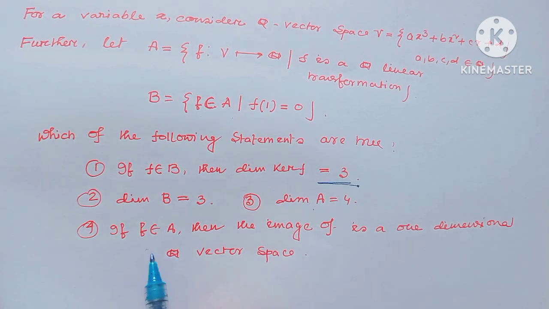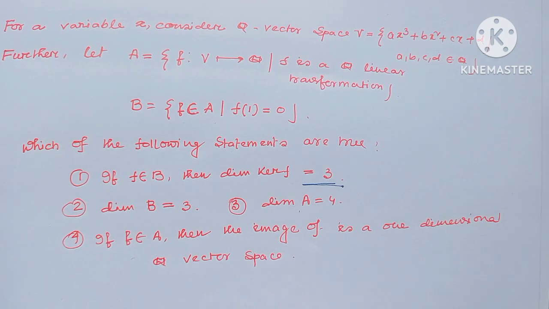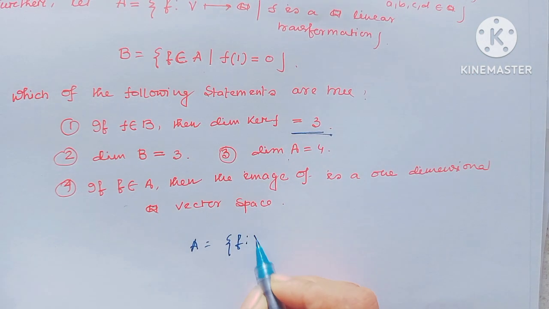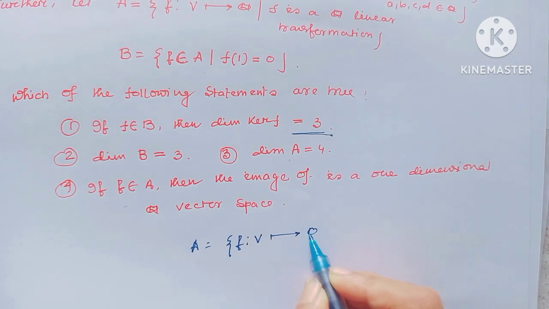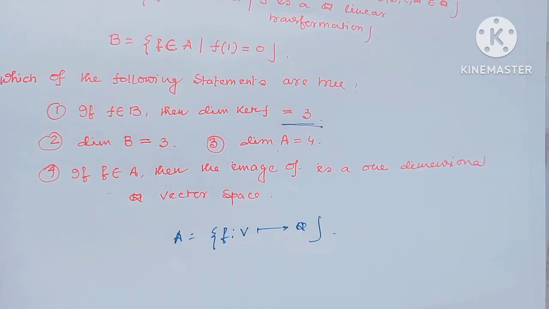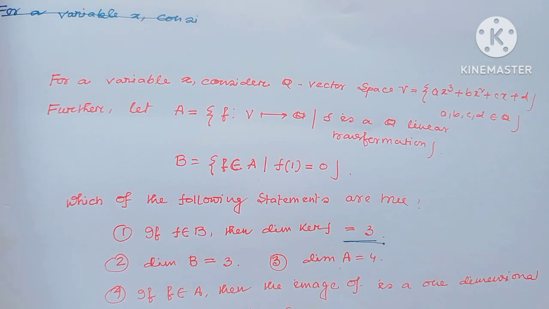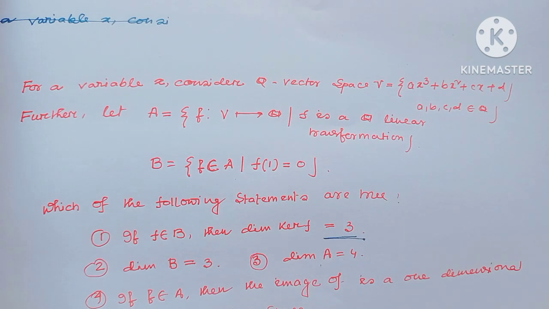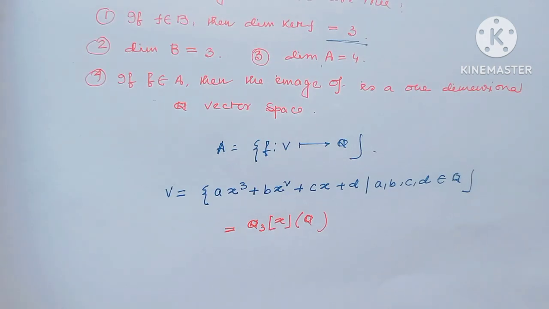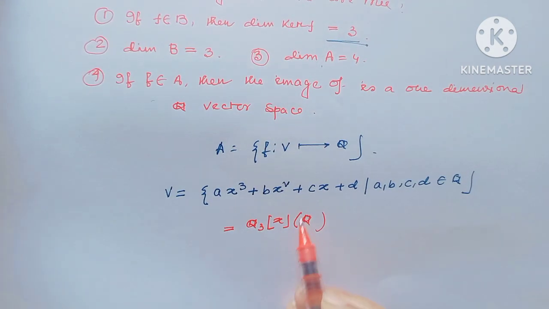At first I will say option 4. If f belongs to A, where A is the set of mappings f from V to Q, where f is a Q linear transformation, what is the dimension of A? We all know that V is generated by the polynomial a x cube plus b x square plus c x plus d, where a, b, c, d belong to Q. That means here this is equal to actually Q^4 over Q.